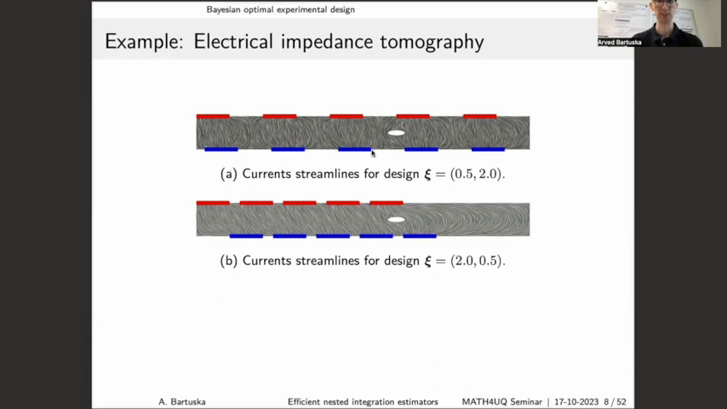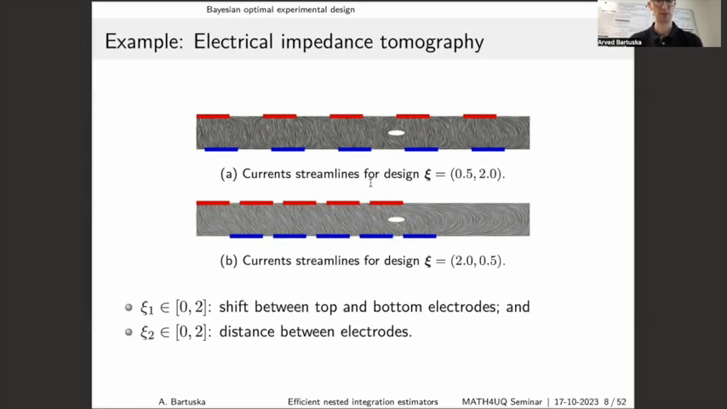And what this does is it changes the current flow, as you can hopefully see in this figure. And this, of course, influences the measurements we will get at the electrodes. This means that the data will change, and then we can more easily or not as easily recover the parameters of interest. So psi1 is this shift that I mentioned, and psi2 is the distance. We basically want to find the electrode setup that lets us optimally recover the parameters of interest.